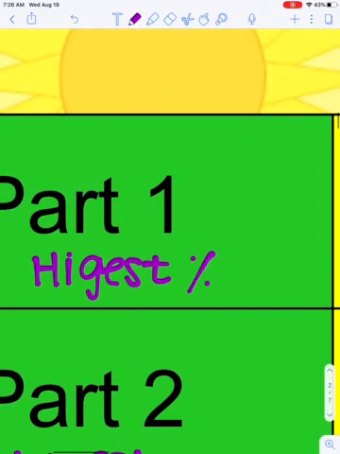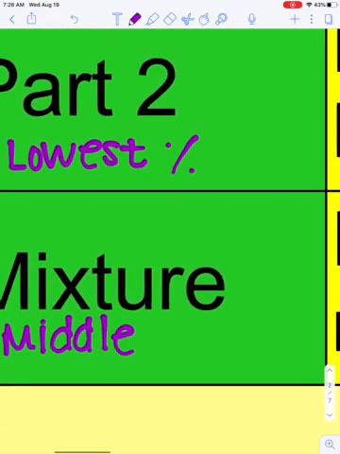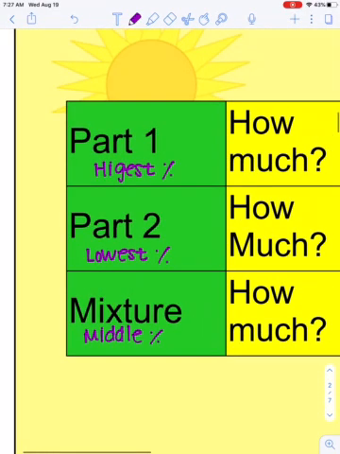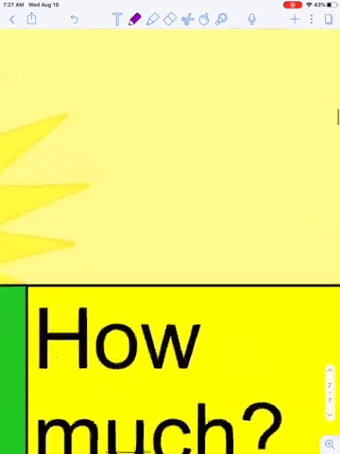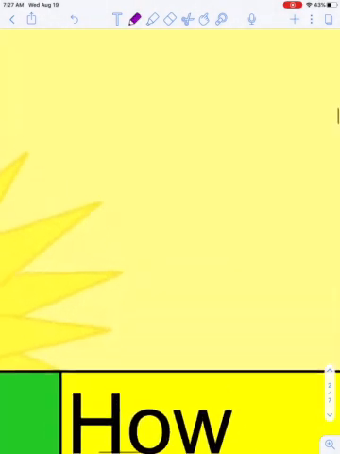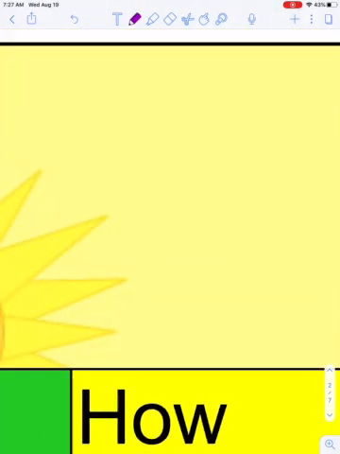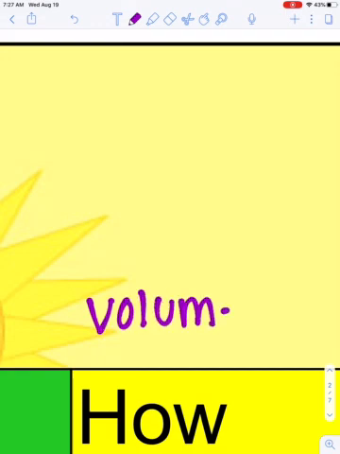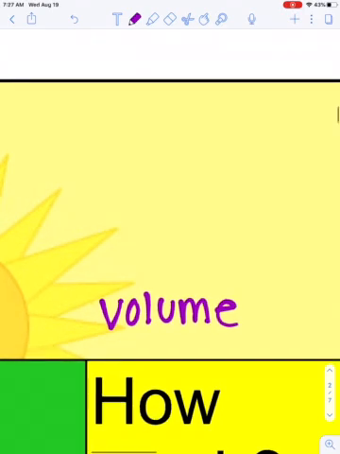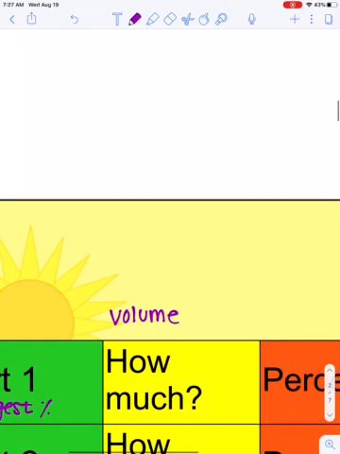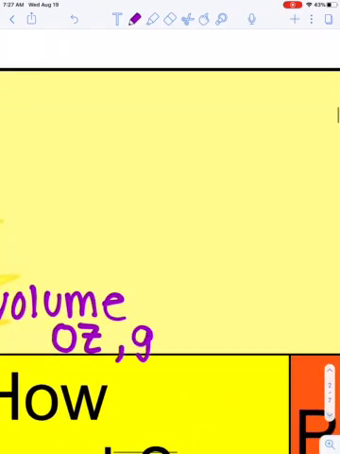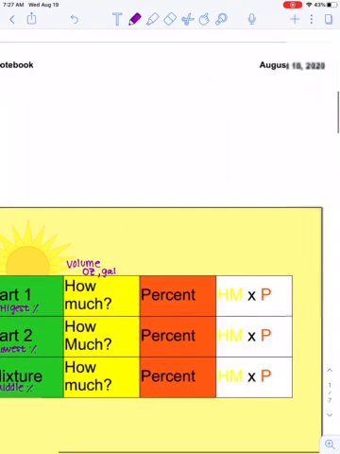So your highest percentage with your lowest percentage, and you end up with the percentage in the middle. How much? This time, instead of weight, it's going to be volume. So units of volume. It's the same idea, but it's not going to be pounds. It's going to be like ounces or gallons, things like that.